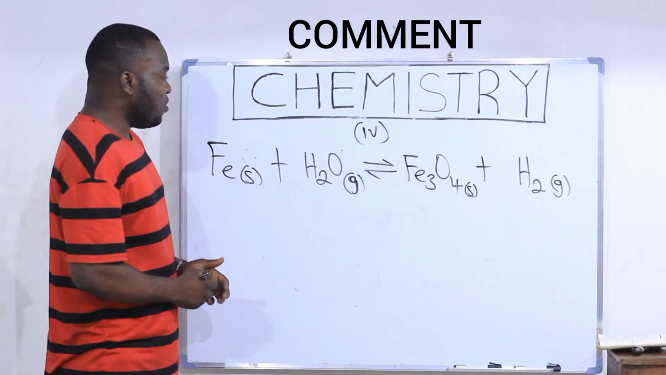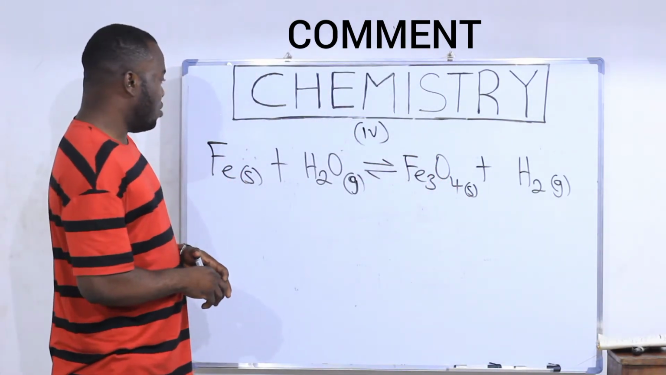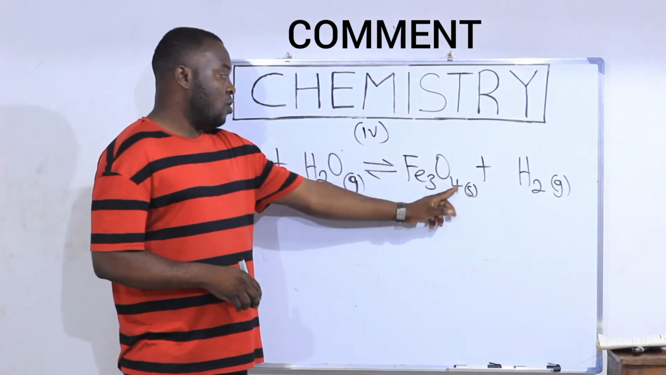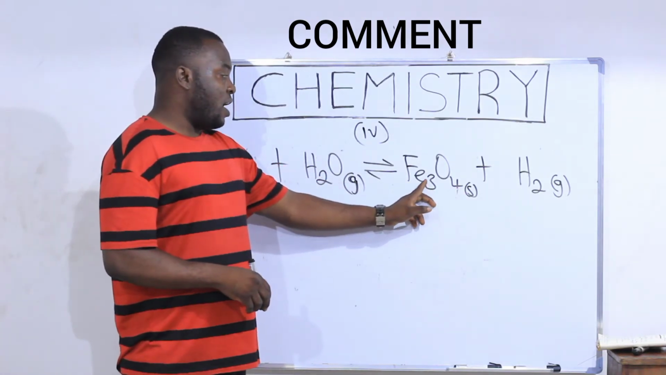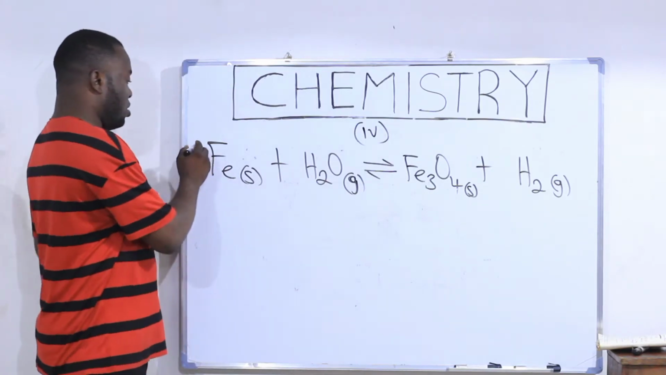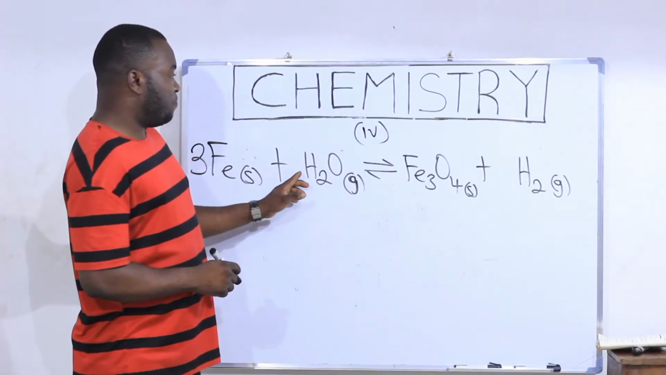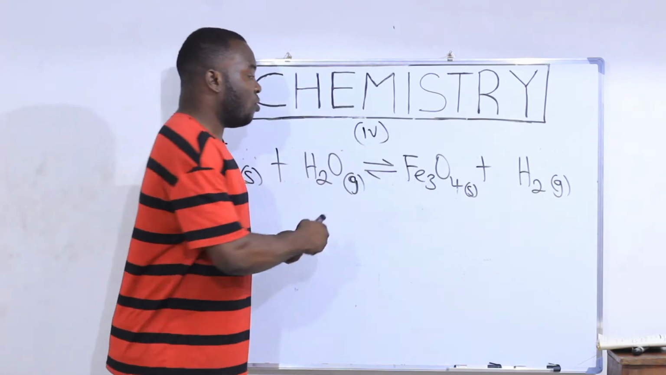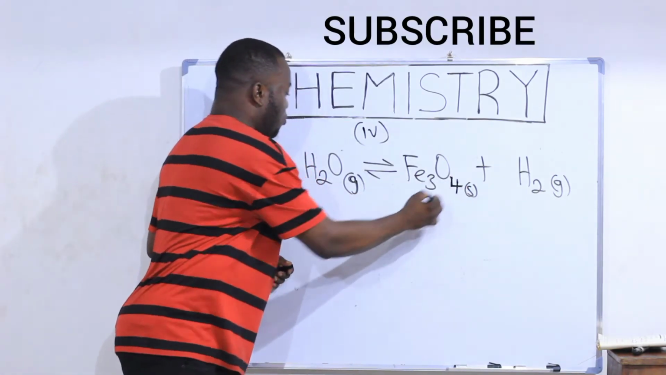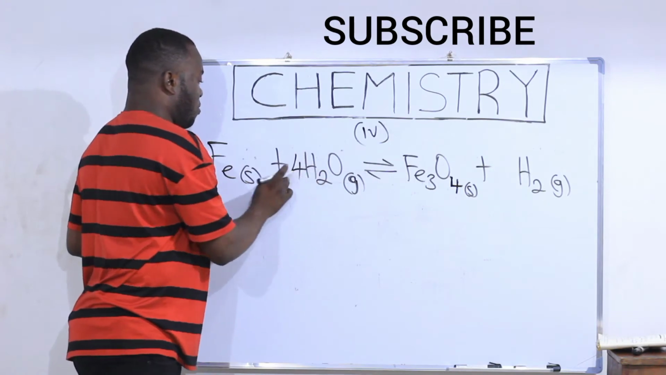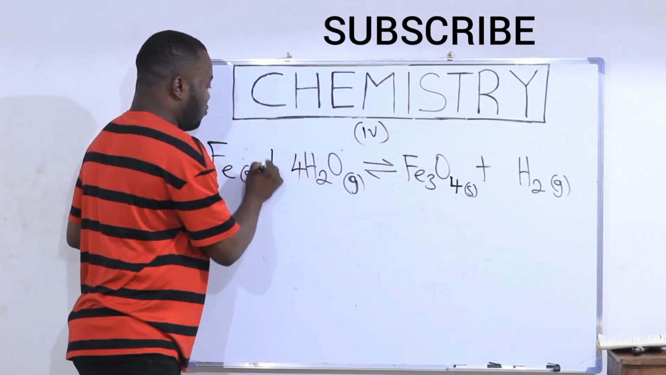So we are given this, we are asked to write the expression for the equilibrium constant. Now, first thing to do is to balance the equation. I have 4 oxygen atoms. Okay, let's start with iron. I have 3 iron atoms on the right. I'm going to put 3 here for iron to be balanced. I have 4 oxygen atoms on the right. So I'm going to put 4 by the left hand side so that my oxygen will balance.